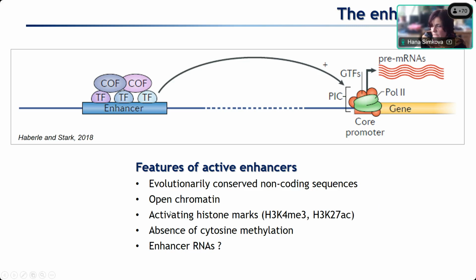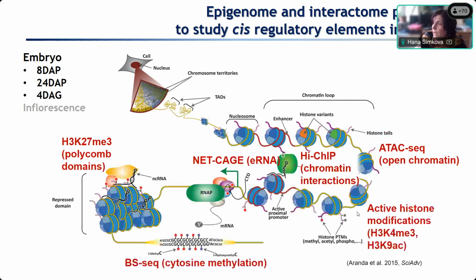Then they search for activating histone marks such as H3K4 methylation or H3K27 acetylation. They search for unmethylated regions, speaking about cytosine methylation, and possibly we can also search for enhancer RNAs, which we did, but now we need to interpret the data. So here you see the data set we have generated for the embryonal stages and for inflorescence. We just started with generating this type of data.